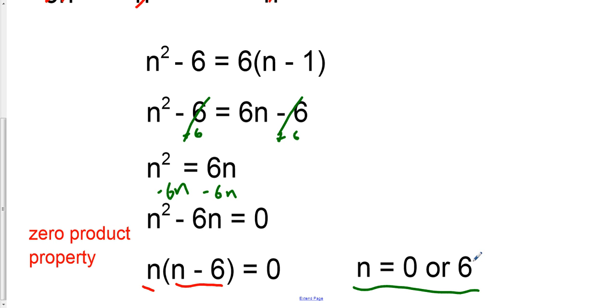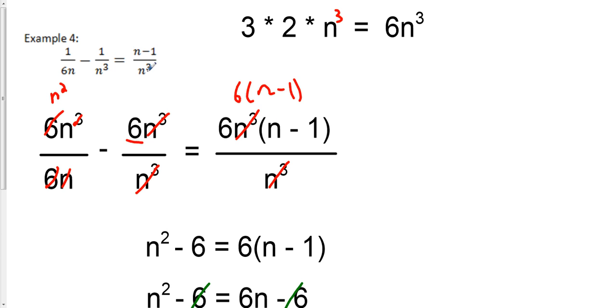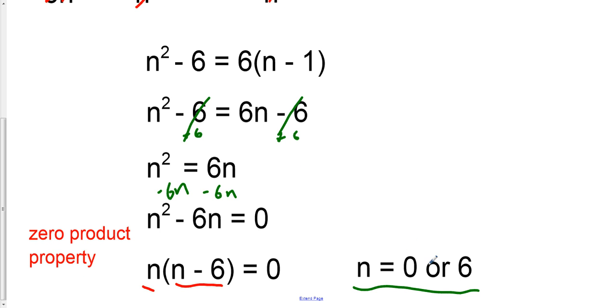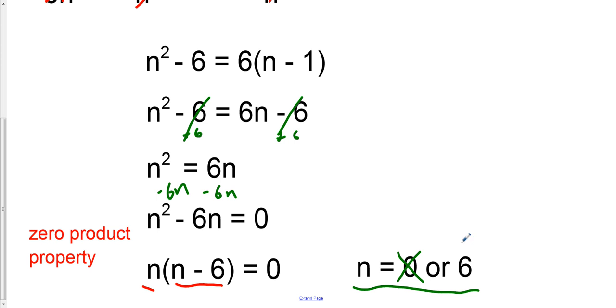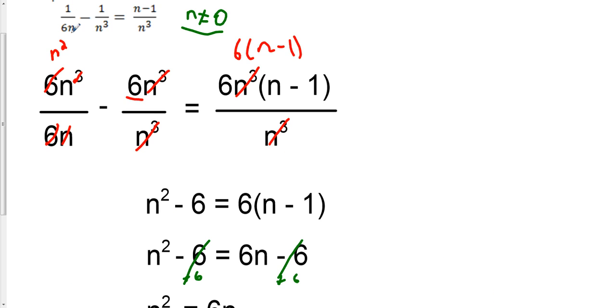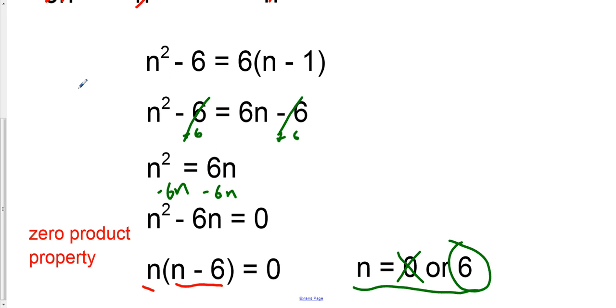Let's double check those 0 and 6 to make sure they're not excluded values. For this numerator to be 0, we'd have to have n equals 0. So n cannot be 0. N can't be 0 here, and n can't be 0 here. So we know that n cannot be 0. When we solved it out, one of our solutions was n equals 0. So we have to get rid of that. We're not allowed to have n equal to 0 because we know that n can't be 0. So our only solution then is for n to be 6. This is the only number that's going to work to make this equation true. So n equals 6.